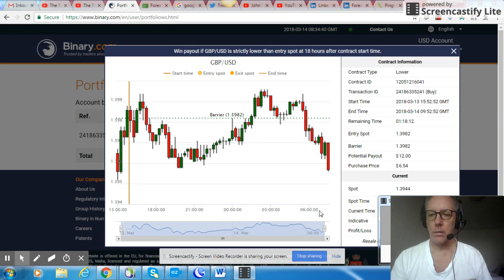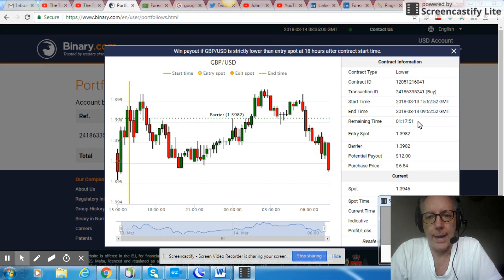The trading room here, and Nick with me, just a further update on this pound-dollar binary I have, which is basically a put saying it will be lower than 139.82. And as you can see by the countdown here, there's 1 hour and 17 minutes or so to go, and we're on the right side of the trade, which is very nice to be. Always good to be on the right side.